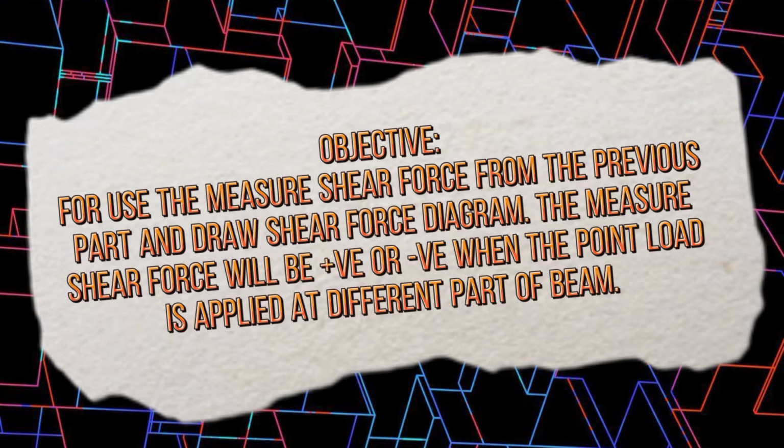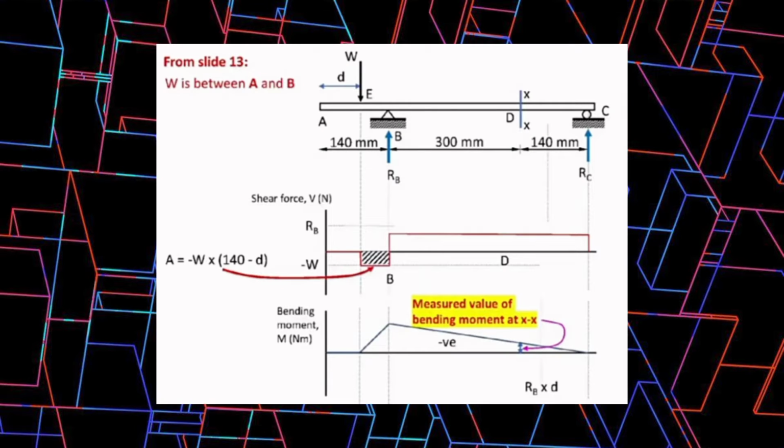The objective is to use the measured shear force from the previous part and draw the shear force diagram for each case. The measured shear force will be positive or negative when the applied point load is applied at different parts of the beam. Take this case as an example. This is the shear force diagram and the measured value of shear force is shown.